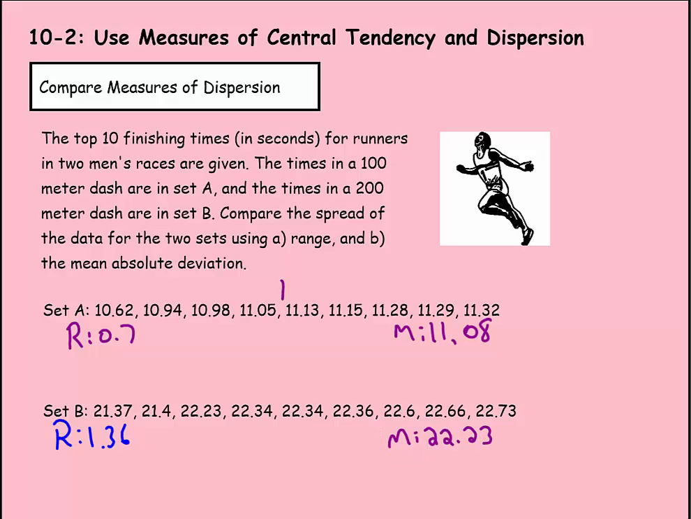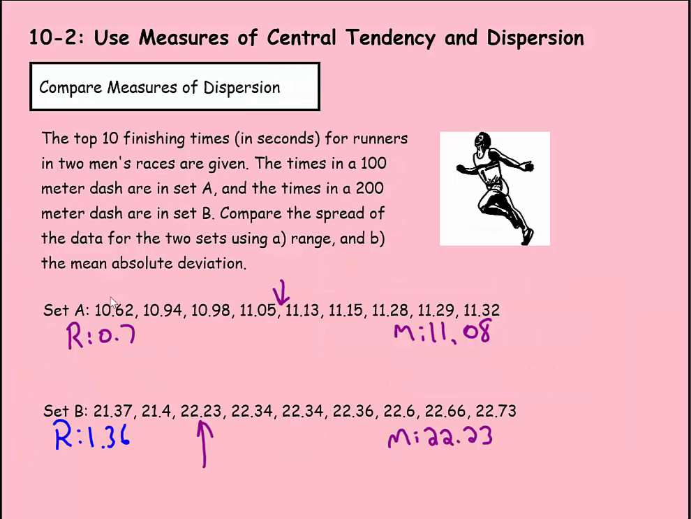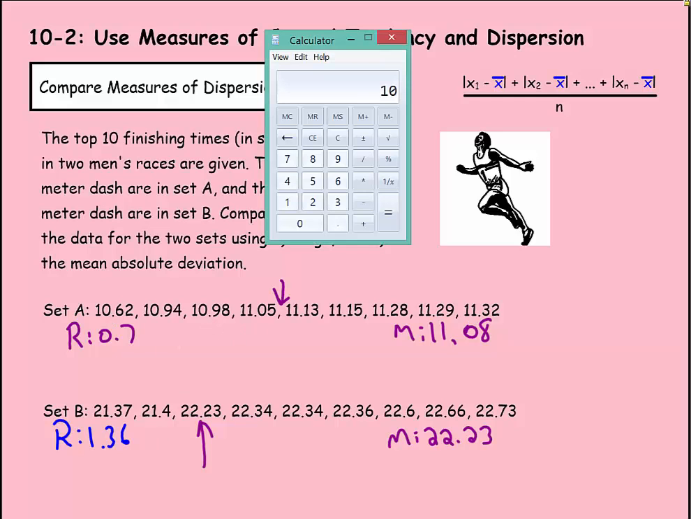So here we see the mean in this case goes around here. The mean in this case comes around here. Remember, the mean absolute deviation is the average distance of the data from the mean. So whether it's under or over, it's still going to count the same. So if we paste that formula onto here, we can follow that. So x1, which is 10.62 minus the mean, take the absolute value of that. So 10.62 minus 11.08, that's negative 0.46 or positive 0.46.